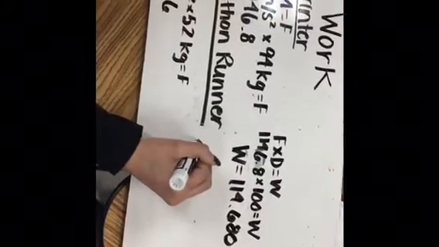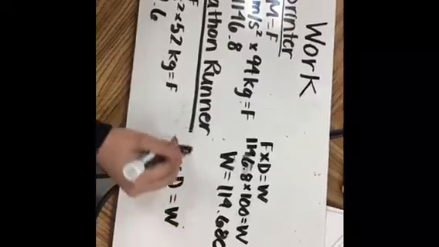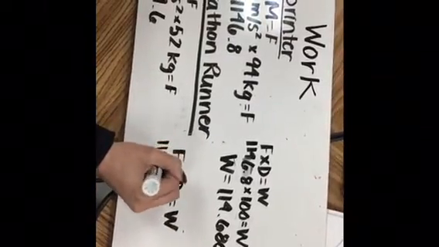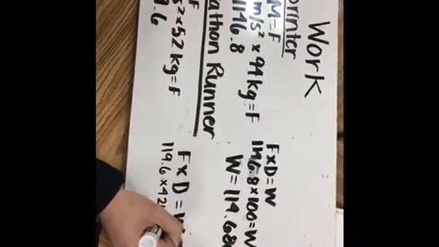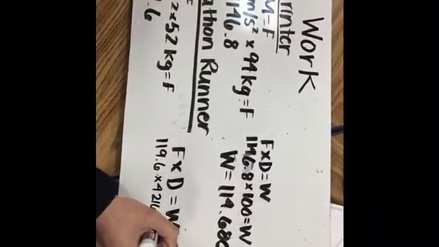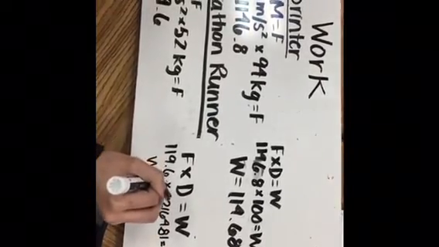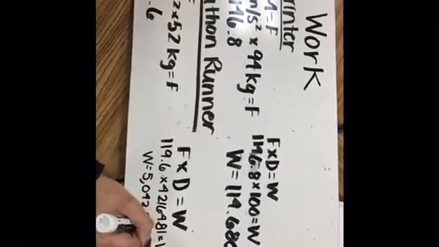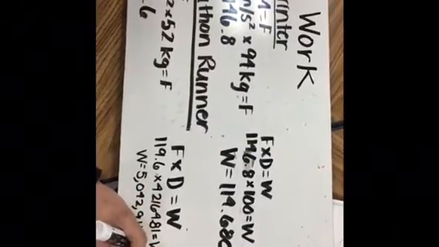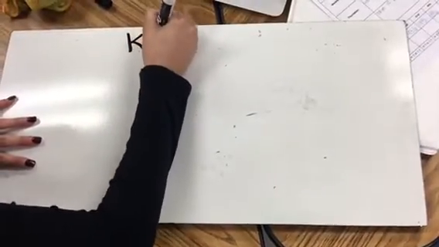For the marathon runner, you have to multiply force times distance, and your force is 119.6 newtons times the distance of 42,164.81 meters. And that is equal to work. Work is equal to 5,042,911.28.